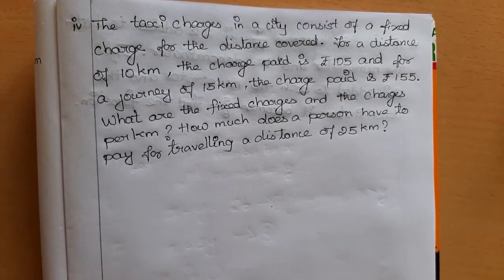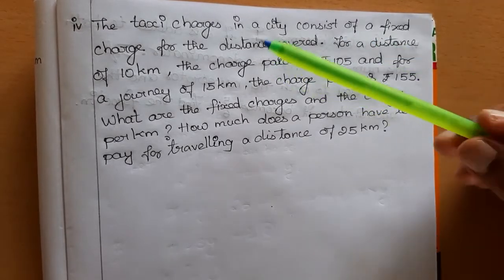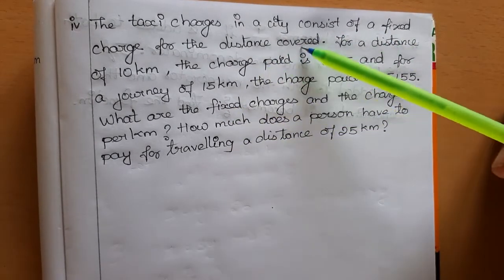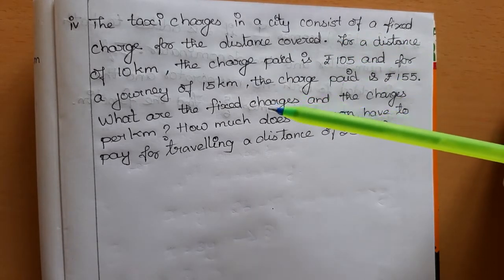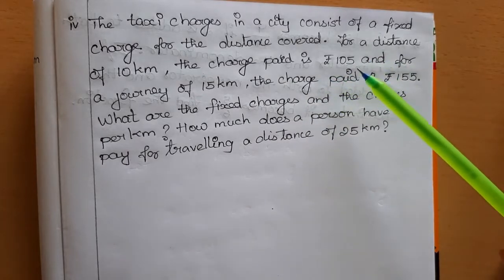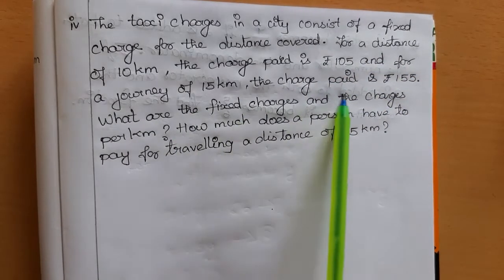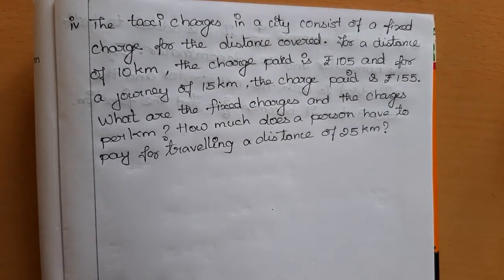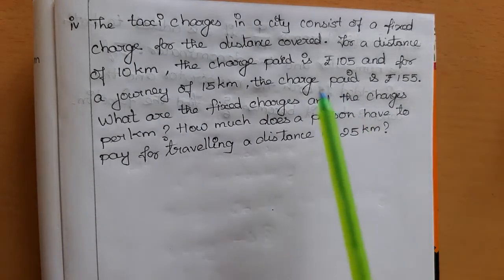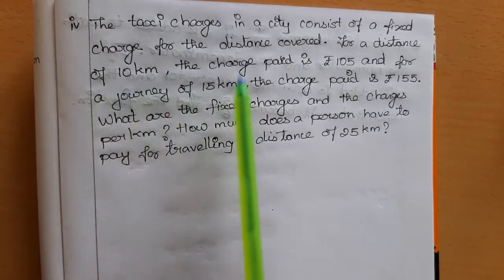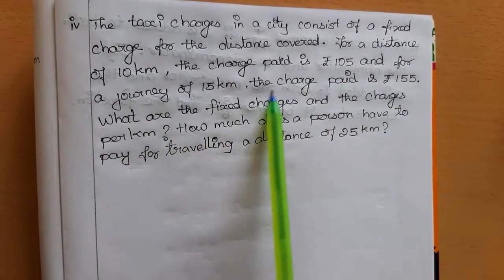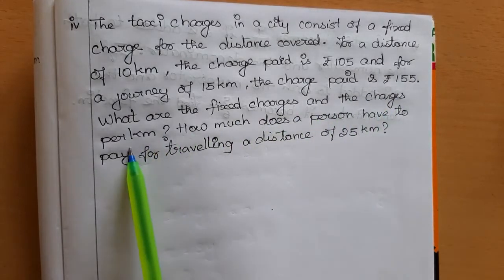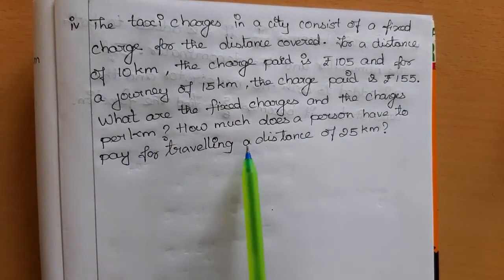So here we go for the next important problem. The taxi charges in a city consist of a fixed charge for a distance covered. For a distance of 10 km, the charge paid is rupees 105, and for the journey of 15 km, the charge paid is 155. So the taxi has some fixed charge for a fixed distance, and after that the charges increase per kilometer.